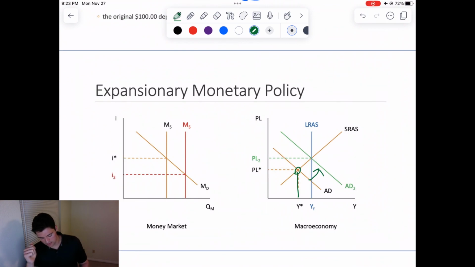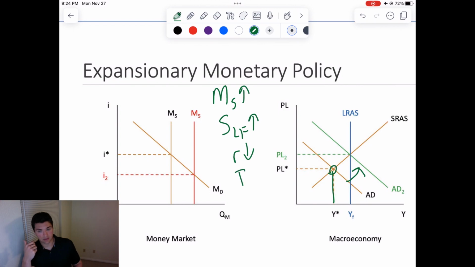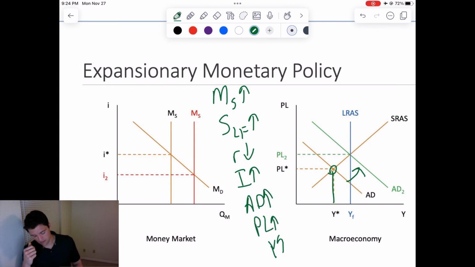How this works is when you have more money, so the money supply goes up, you give the banks more loans, so therefore the supply of loanable funds goes up. More loanable funds, interest rates go down. Because interest rates go down, investment goes up. Investment goes up, aggregate demand goes up, price level up, output up. Okay, so that's expansionary monetary policy.